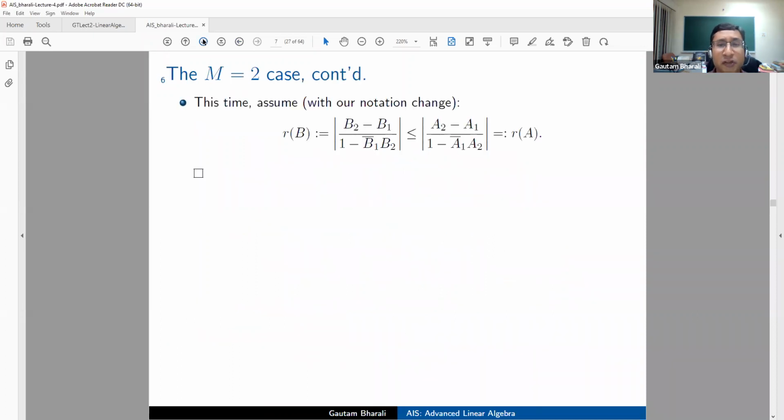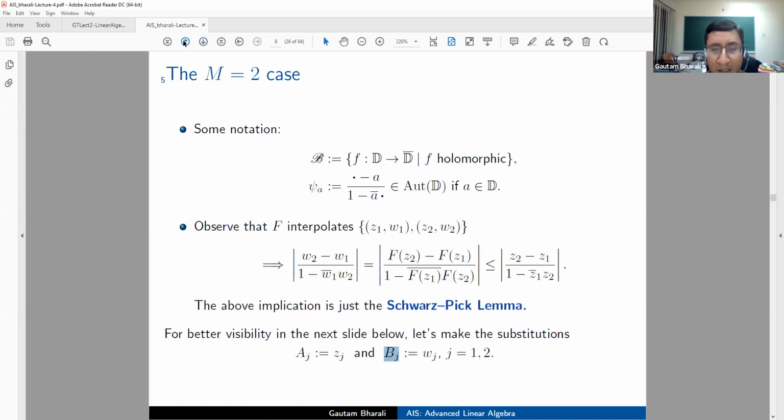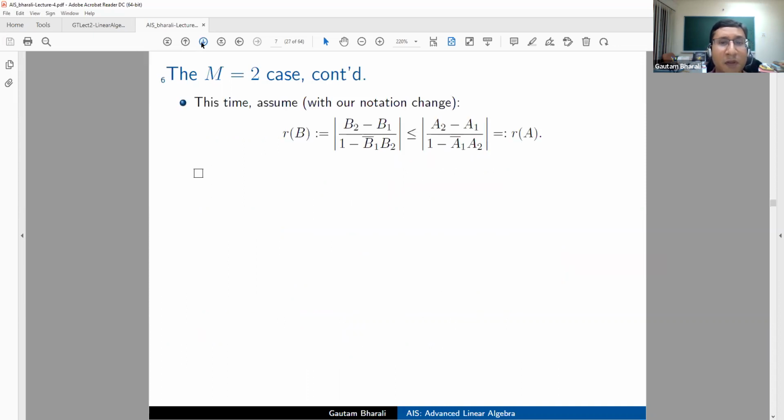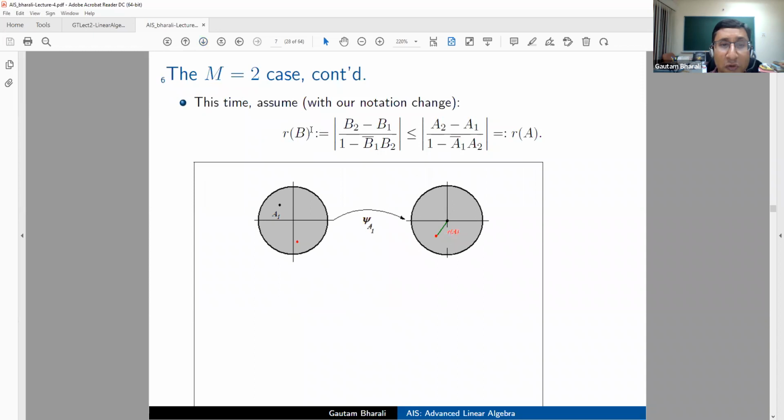So let's get on with it. Here is the drawing. This time I'm going to assume the inequality that the modulus of (W2 minus W1) over (1 minus W1 conjugate times W2) is less than or equal to the corresponding modulus of the ratio for Z1, Z2. Notice my change in notation: the Z's become A's and the W's become B's. So suppose I have this inequality.